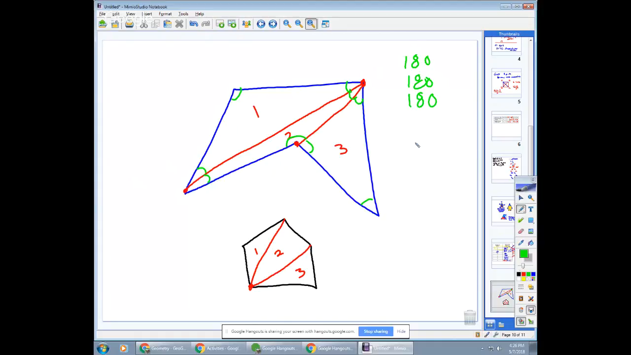Now, I got a bonus out of those 3 180s, because let's say this is the first angle of my pentagon. Here's the second, there's the third, there's the fourth, and there's the fifth. It gave me all of the interior angles of the pentagon.